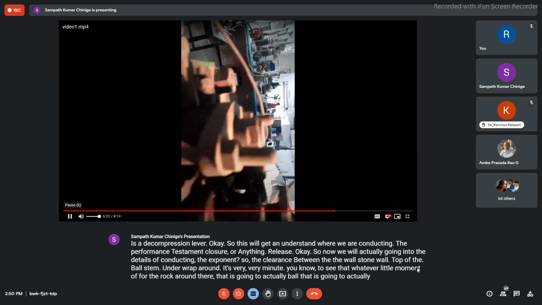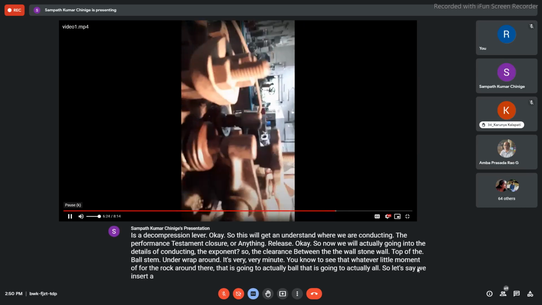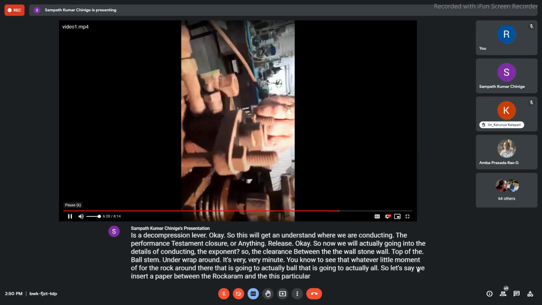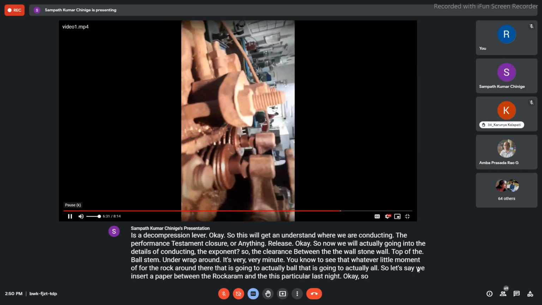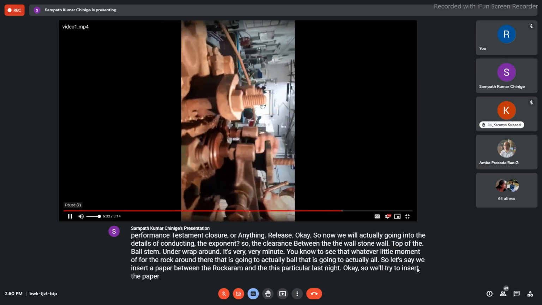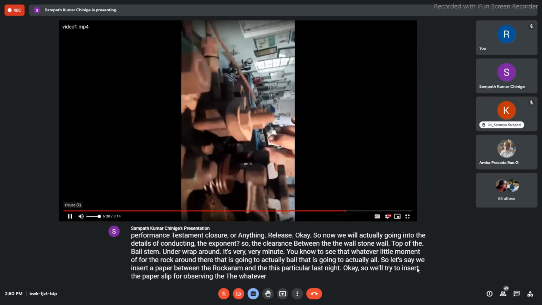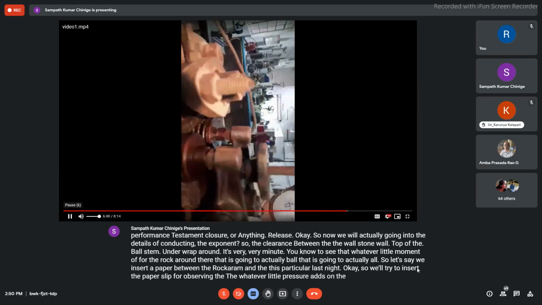So that's why we insert a paper between the rocker arm and this particular lock nut. Okay. So we try to insert the paper slip for observing whatever little pressure acts on the wall.